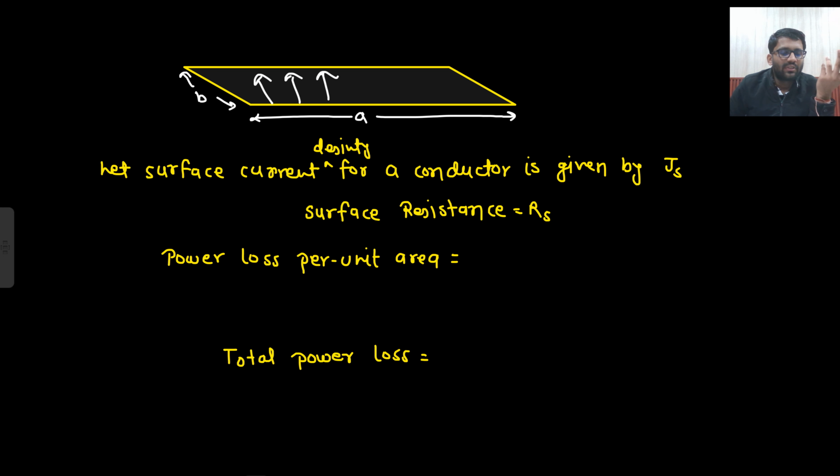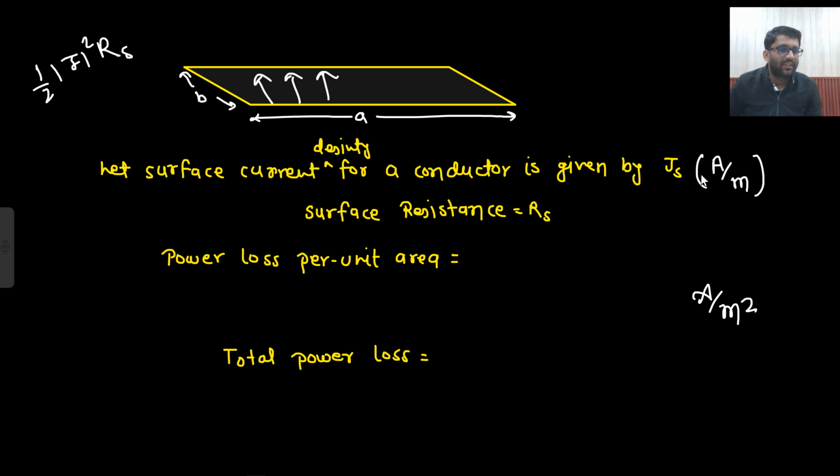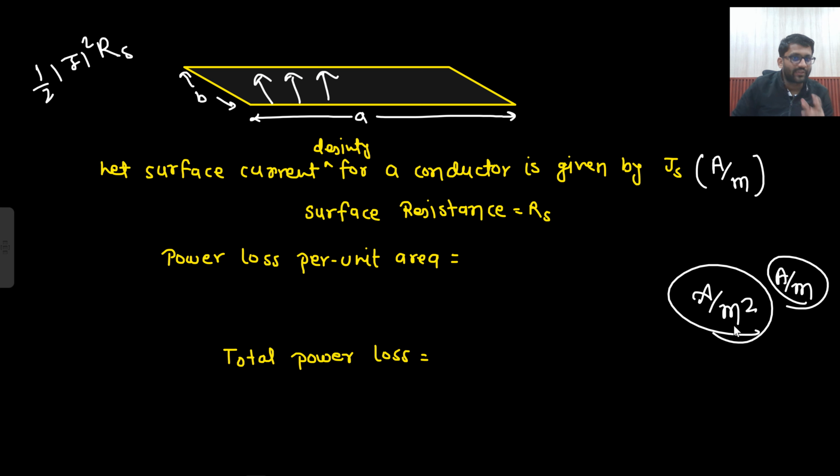So what would be that power loss? Power loss is half I square into R. But here we will write the power in terms of surface current density. Do you remember what surface current density is? Surface current density is Js, and it has a unit of ampere per meter. Volume current density has a unit of ampere per meter square, but surface current density has a unit of ampere per meter. I hope you remember this concept. When you were studying Maxwell's equations, I told you that surface current has a unit of ampere per meter. So here the surface current is Js, in ampere per meter. So what will be the power loss?